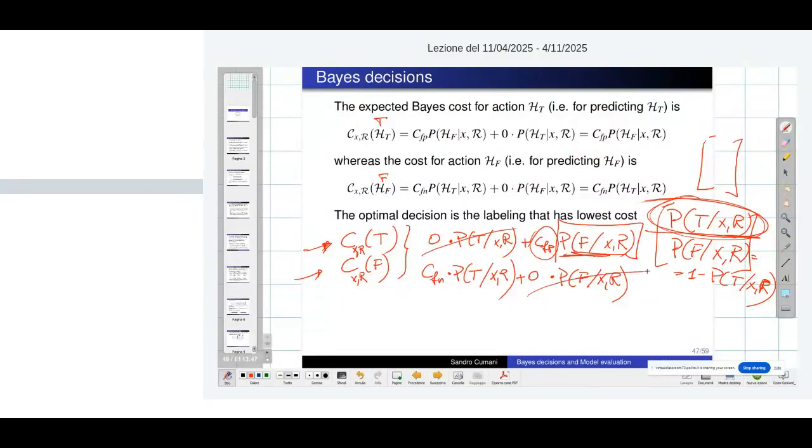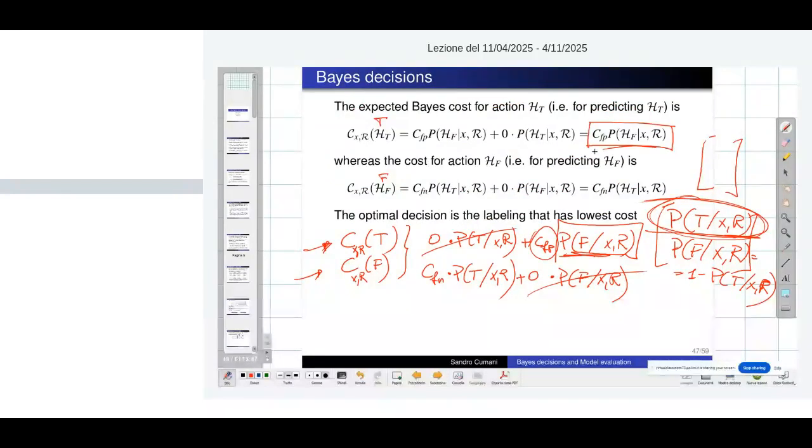Now, of course, these two go away. What I get is, if I assign label true, then I pay a cost that is the cost of false positive times the posterior probability that the sample is actually from the other class.